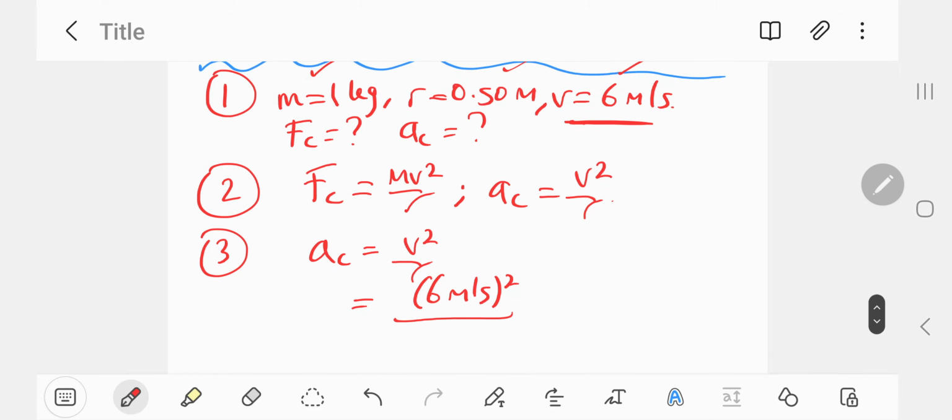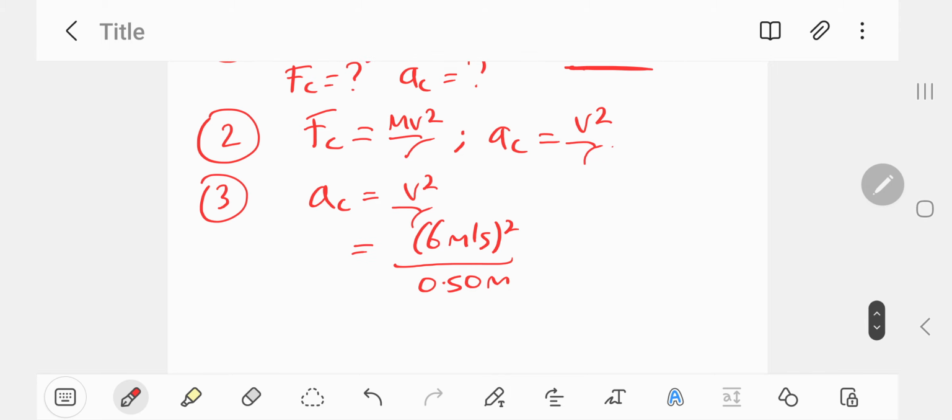And what's r? R is 0.5 meters. Okay, so the units are great as well because it's just a sanity check to make sure the units are correct at the very end of the calculation. And what you get is 72 meters per second squared. Okay, therefore, centripetal acceleration is that.